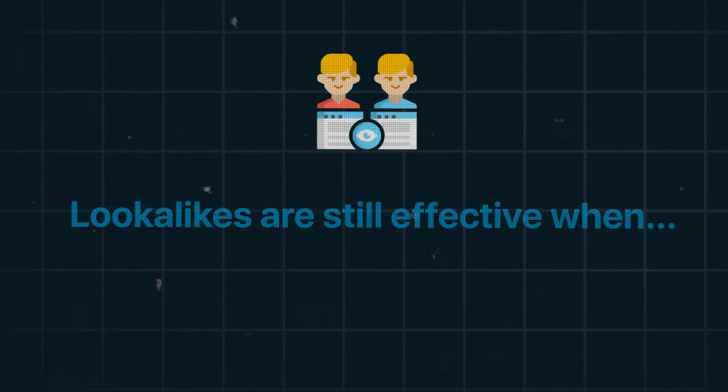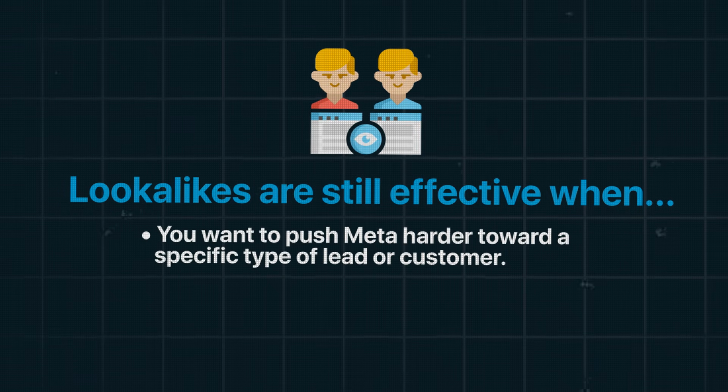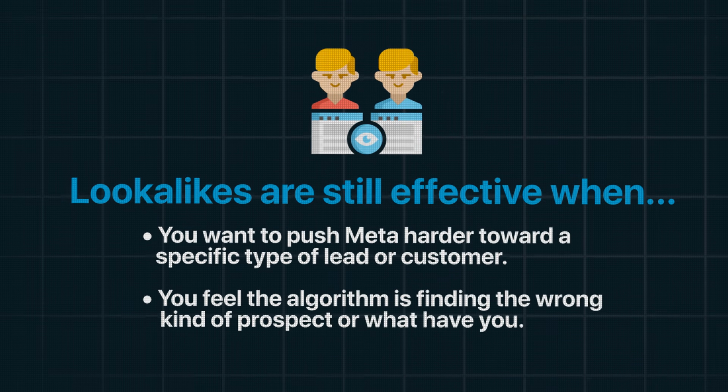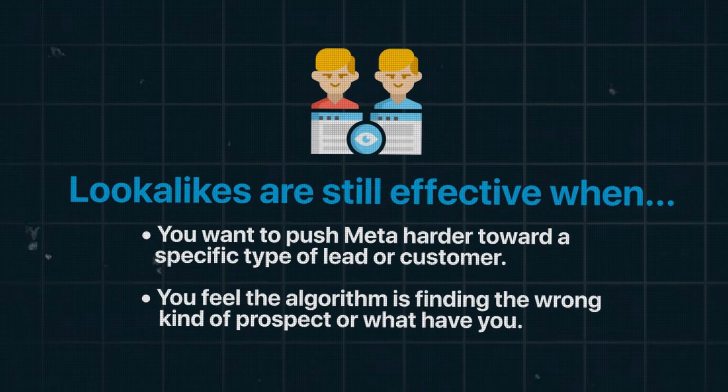That said, lookalikes can still help in certain cases, especially if you want to push Meta harder towards a specific type of lead or customer, or you feel the algorithm is finding the wrong kind of prospect or what have you. So they definitely still have use cases. They're just no longer the first lever most businesses should obsess over anymore. For most small business owners, custom audiences and clean campaign structure matter more.